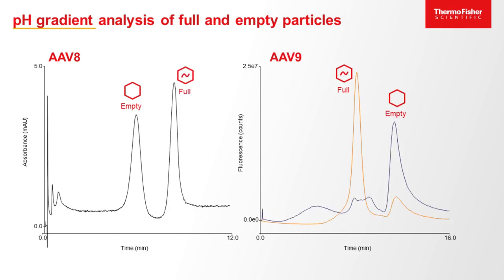And with a pH gradient, we were also able to get good baseline separation, as you can see with these AAV8 and AAV9 chromatograms. And also note here that for AAV9, the empty sample elutes later and the full sample eluted earlier. And I've seen this with at least 2 different preps of AAV9. So that could be a general rule for AAV9, but more study needs to be done.